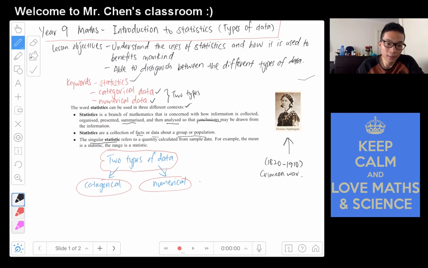And yeah, so let's get into the two different types of data that we were talking about before. There are two types of data. First is your categorical, and the next one is your numerical. These are the two different types of data out there, and I'm gonna explain to you what they are.